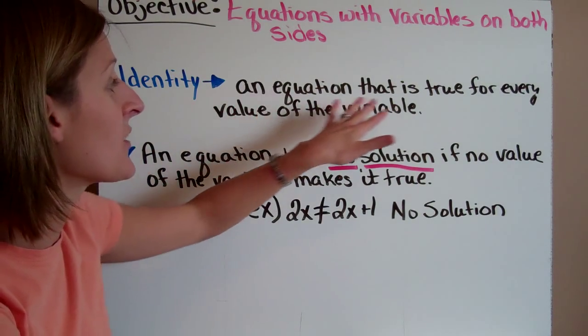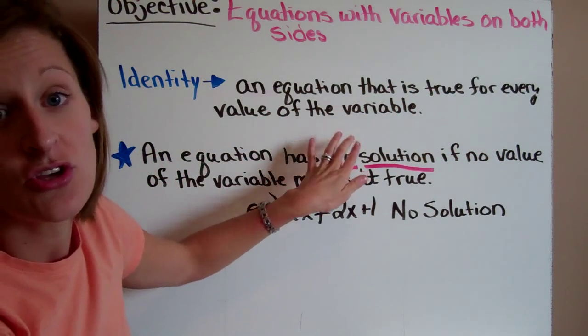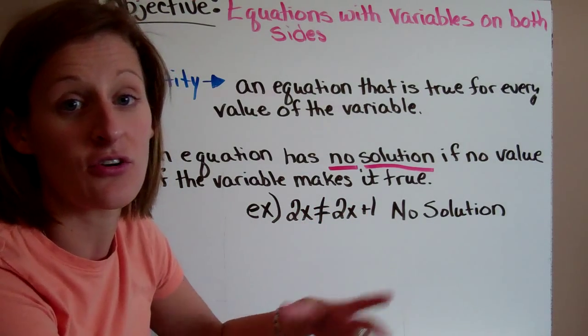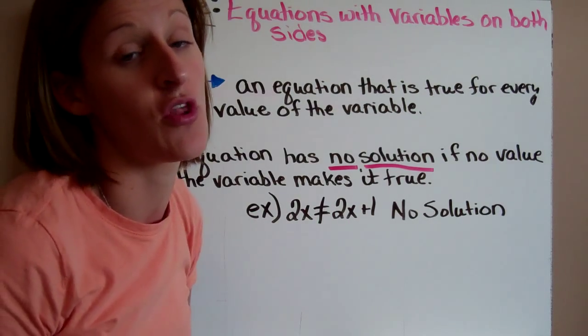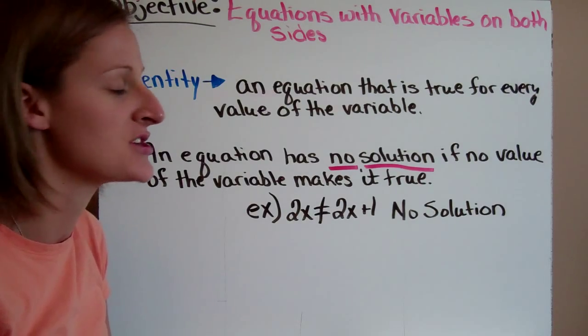And this is when an equation is true for every value of the variable. So you can plug in 2 and your equation is still true. 3, your equation is still true. 0, your equation is still true, and so forth. So any number you plug in for that variable, you're still going to get a true equation.